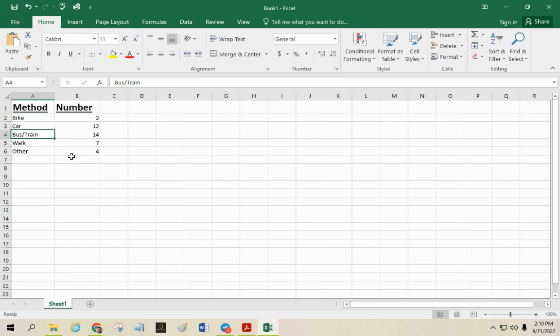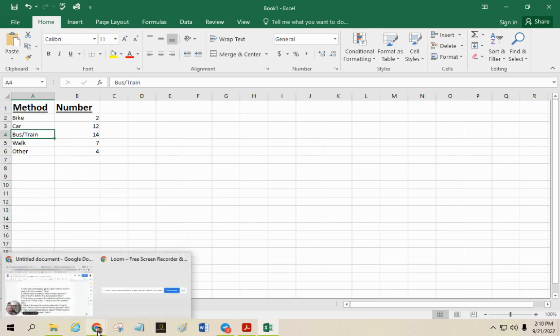Okay, and I opened the blank worksheet. So the next thing I want to do is select the data. After that, I can insert a chart, and I'm going to do that in the next video.